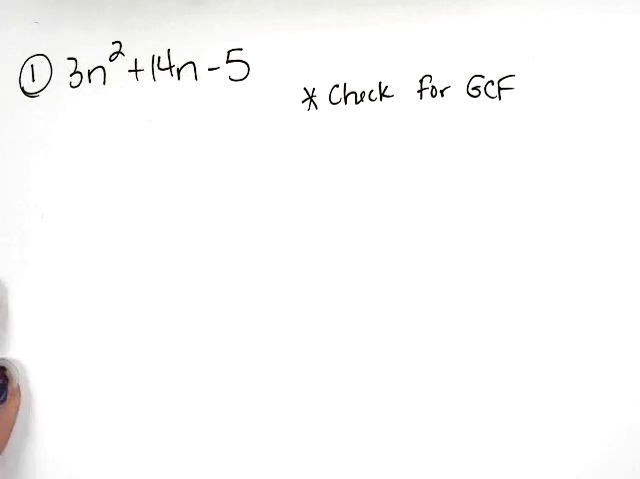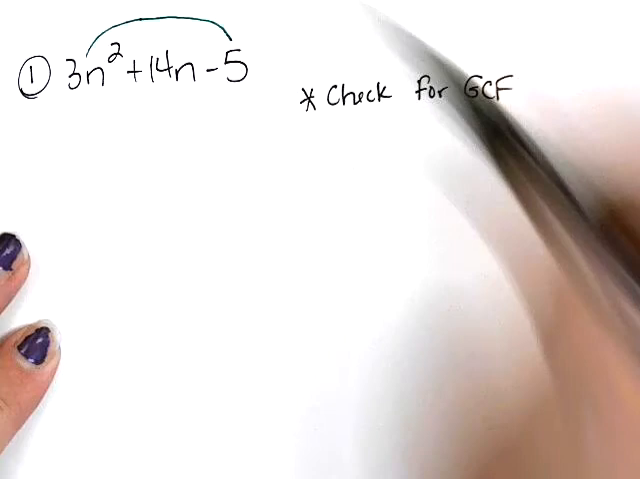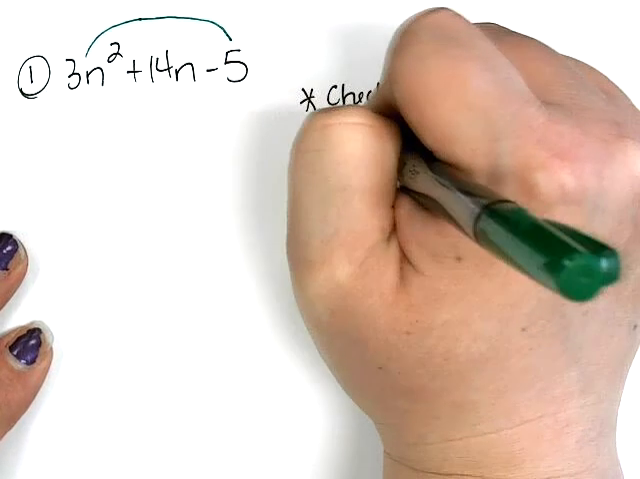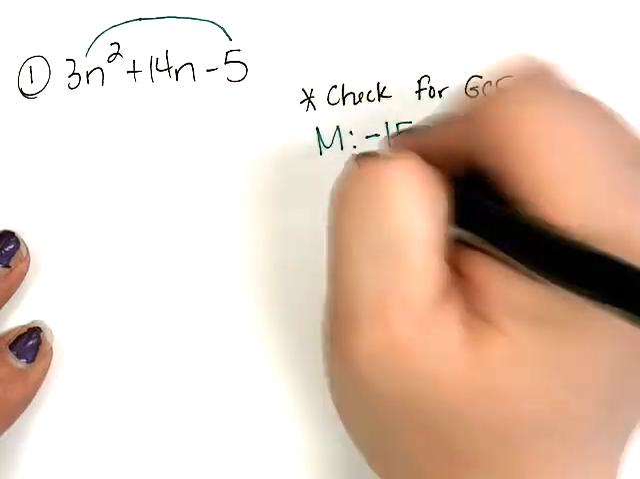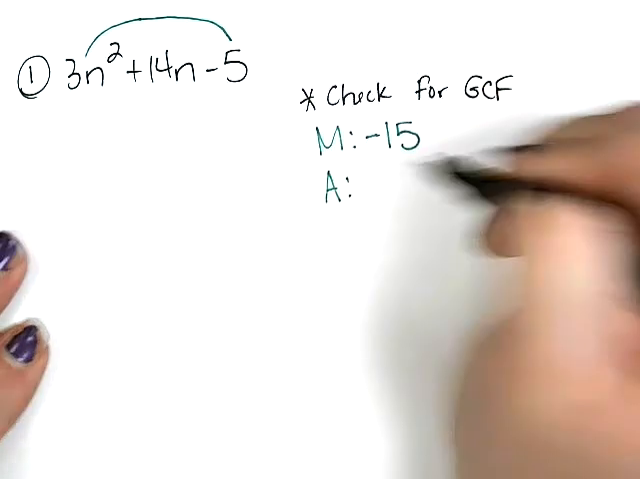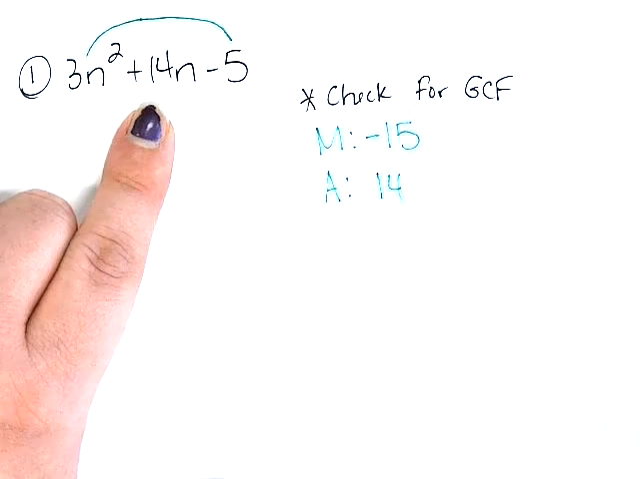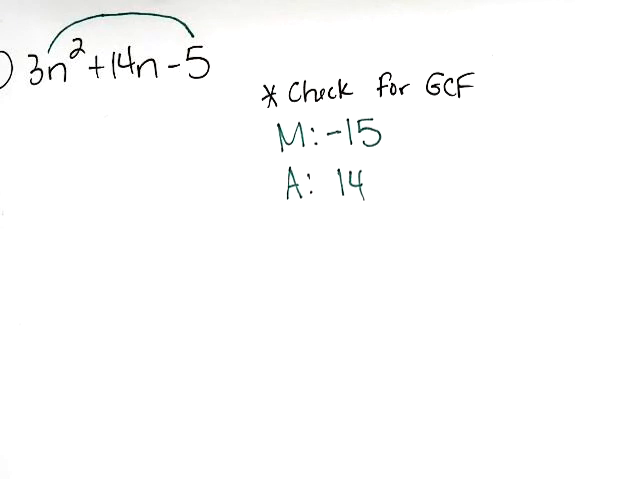So the first thing we have to do is multiply our first and our last term. So we need two numbers that multiply to negative 15, but we want them to add to our middle term, which in this case is positive 14. Okay, so we can look for those numbers.